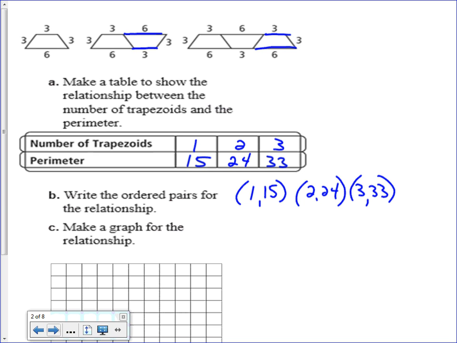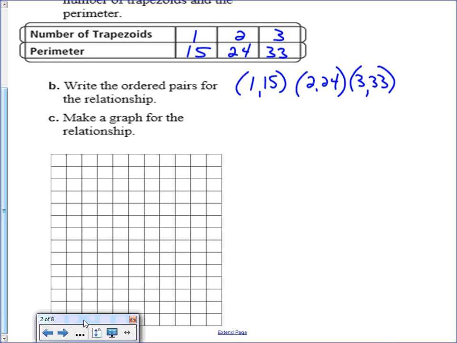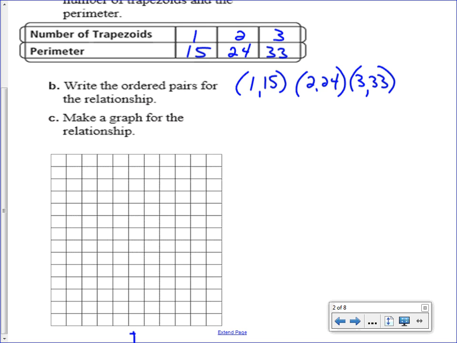Okay, next thing it asks is to make a graph of it. So as I've said before, any good graph should have some labels on it. So here I would have trapezoids down here, and over here I'd have perimeter. And we'd have 1, 2, 3 trapezoids. If you haven't seen this little signal, it means that there's a break in your graph, and I'm going to start at 14, and I'm going to go up by 2's. Okay, so the first one is at 15, second one's at 24, third one is at 33. So your graph would look like that.